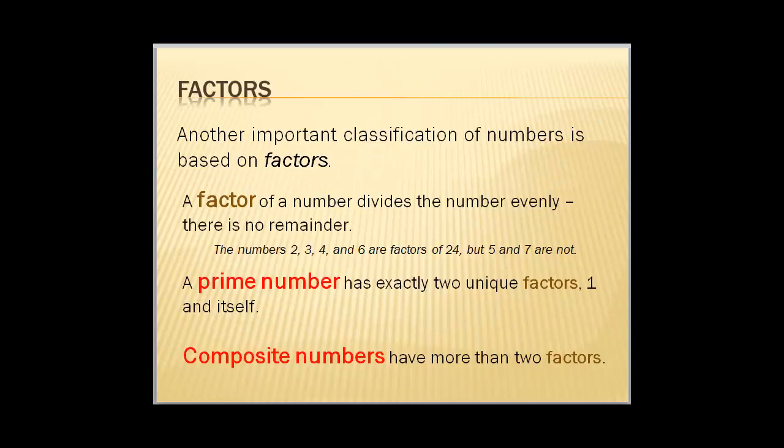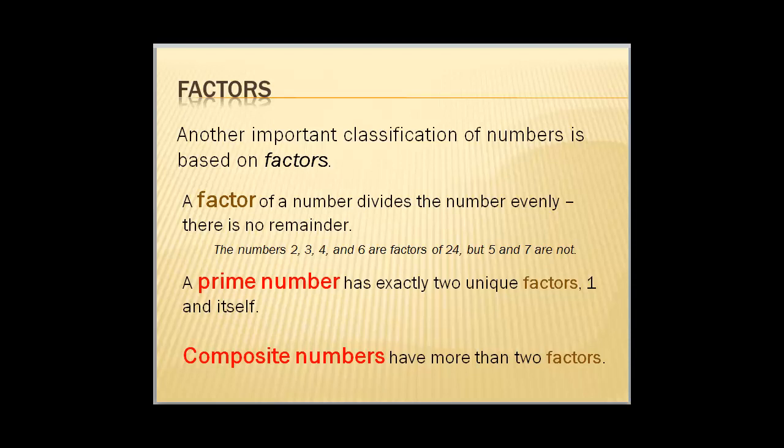Okay, I just wanted to go over one other important classification of numbers. And this classification is actually going to be based on factors. Well, a factor is a number that divides the number evenly and there is no remainder. So, for example, the numbers 2, 3, 4, and 6 are factors of 24 because they divide into 24 evenly. There's no remainder. But 5 and 7 are not. If you try to divide 24 by 5, you're going to get a remainder, and the same with 7. So again, a factor of a number is going to divide evenly into that number with no remainder.